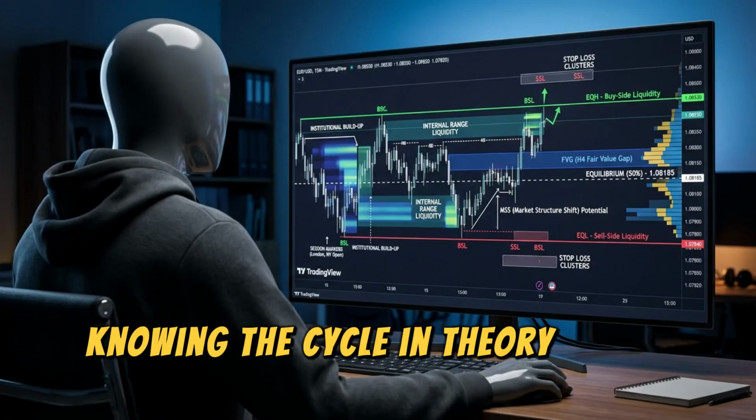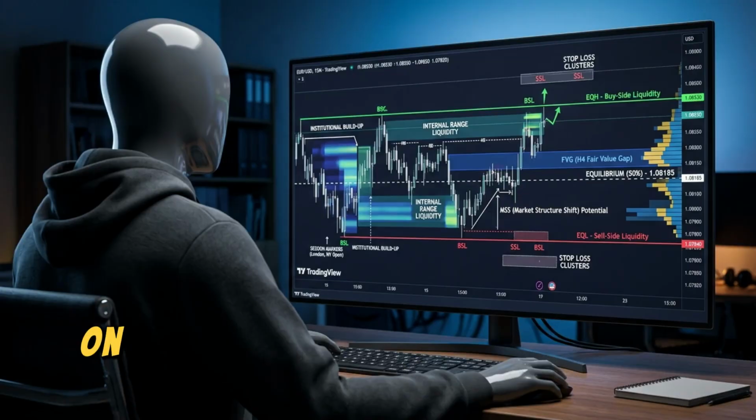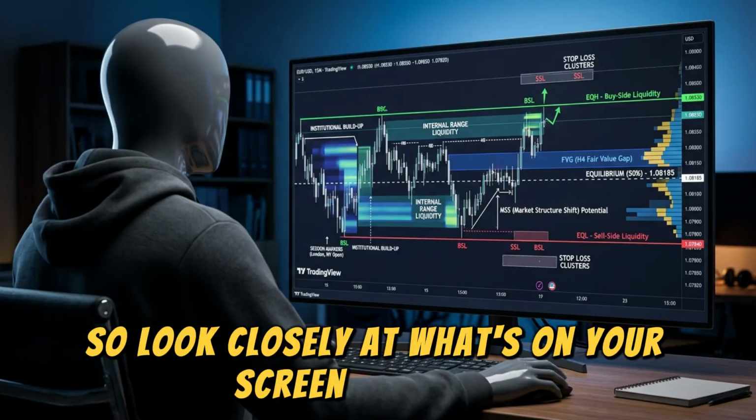Knowing the cycle in theory is one thing. Watching it repeat, phase by phase, on a real chart is where it actually clicks. So look closely at what's on your screen right now.